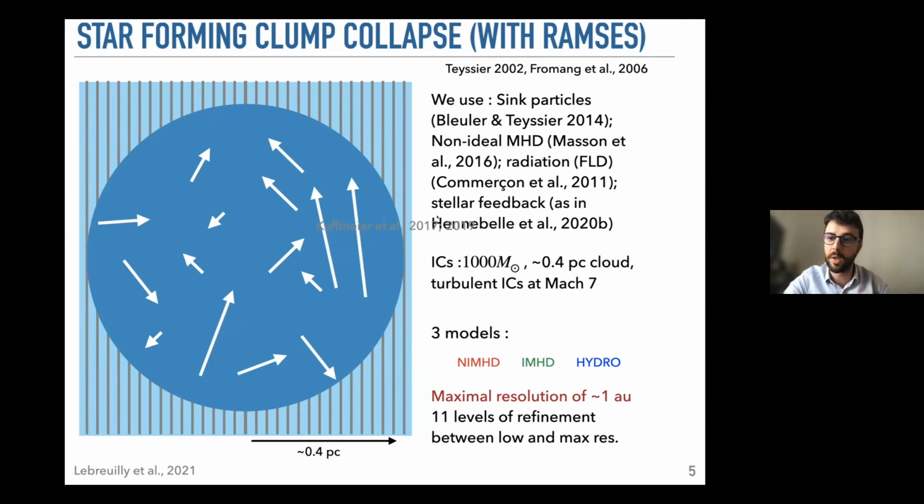And for that, we use a classic collapse setup of Ramses, but we have a much bigger cloud than before, which is about a parsec in diameter.